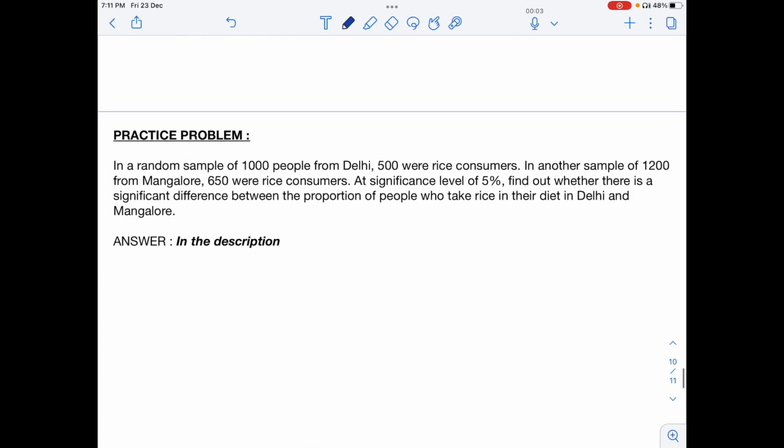Now for a practice problem, you have a random sample of 1000 people from Delhi, of whom 500 were rice consumers. In another sample of 1200 from Mangalore, 650 were rice consumers. Now at a significance level of 5%, you have to find out whether there is a significant difference between the proportion of people who take rice in their diet in Delhi and Mangalore. The answer will be in the description, so please check that out.